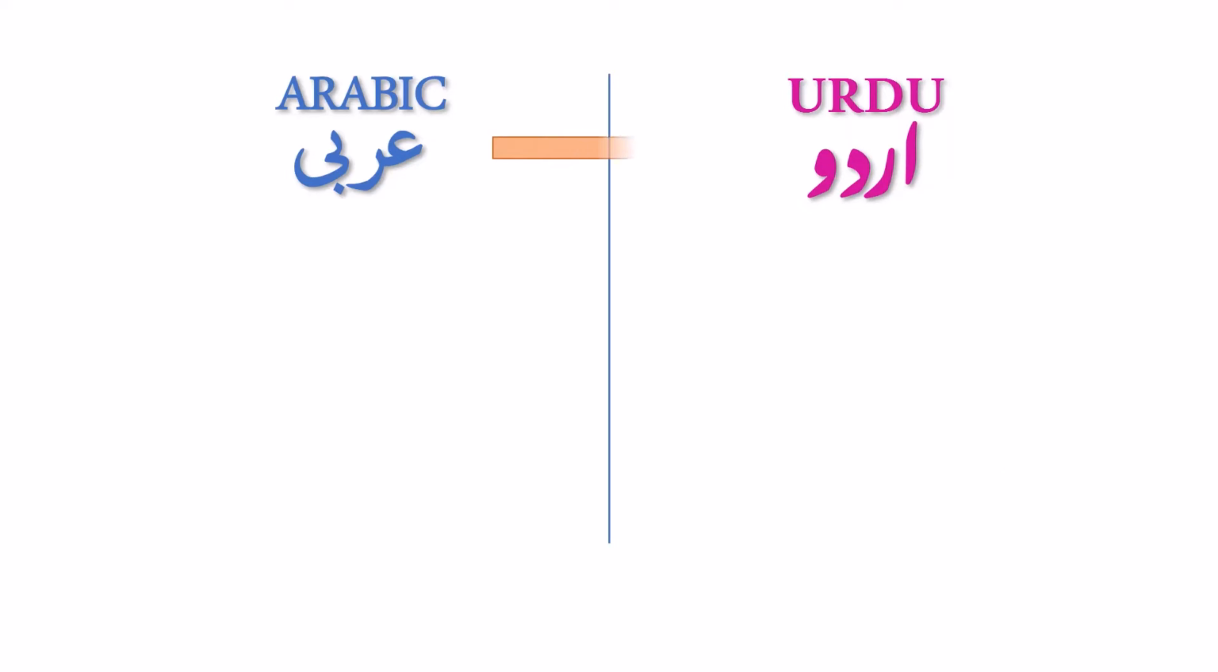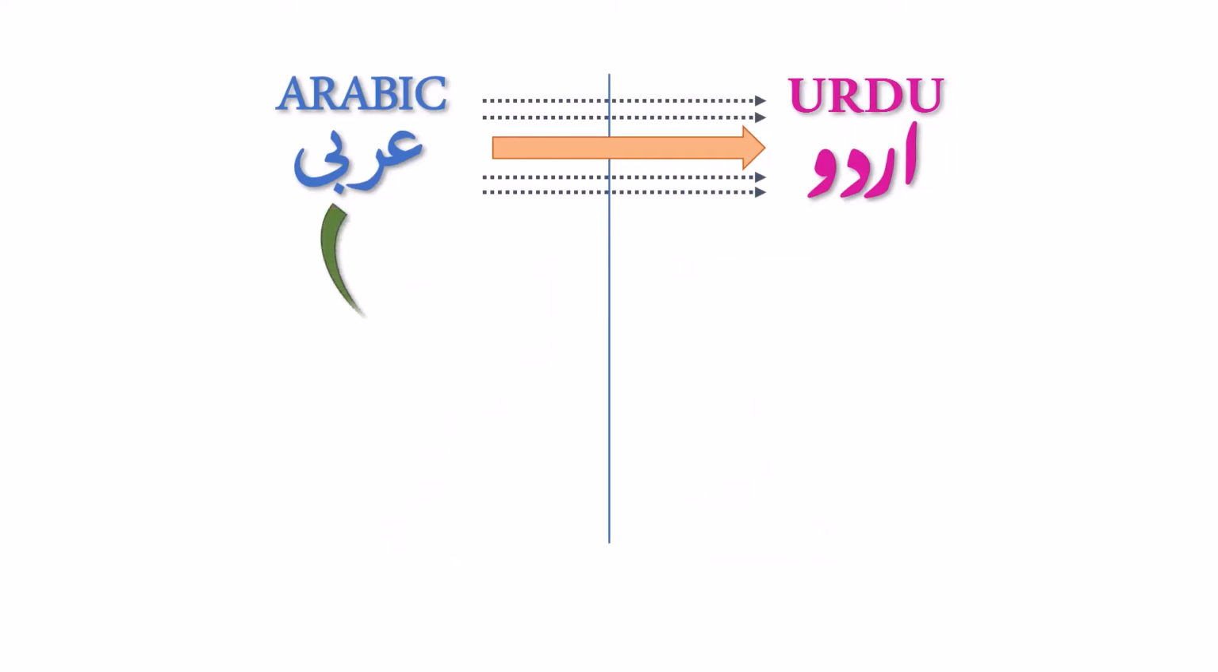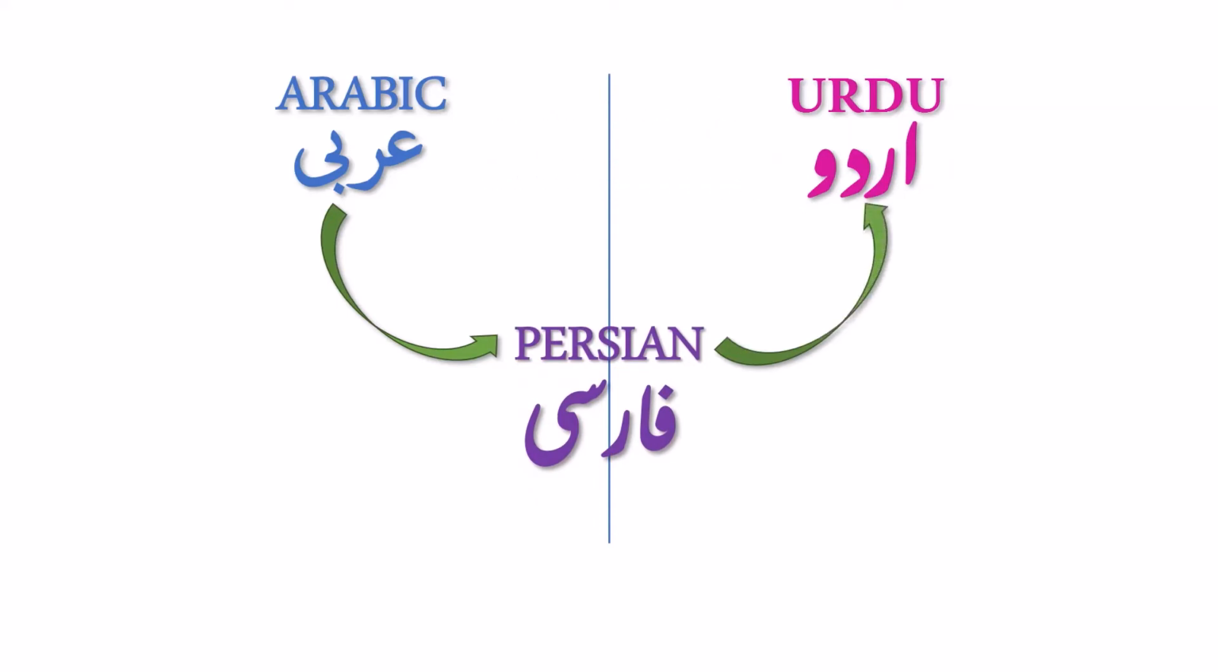Although Urdu has borrowed thousands of loanwords from Arabic, native speakers of these two languages cannot hold a conversation together because most of these words weren't acquired directly but indirectly through another language, Persian, which has resulted in different spellings and pronunciation of the same words.